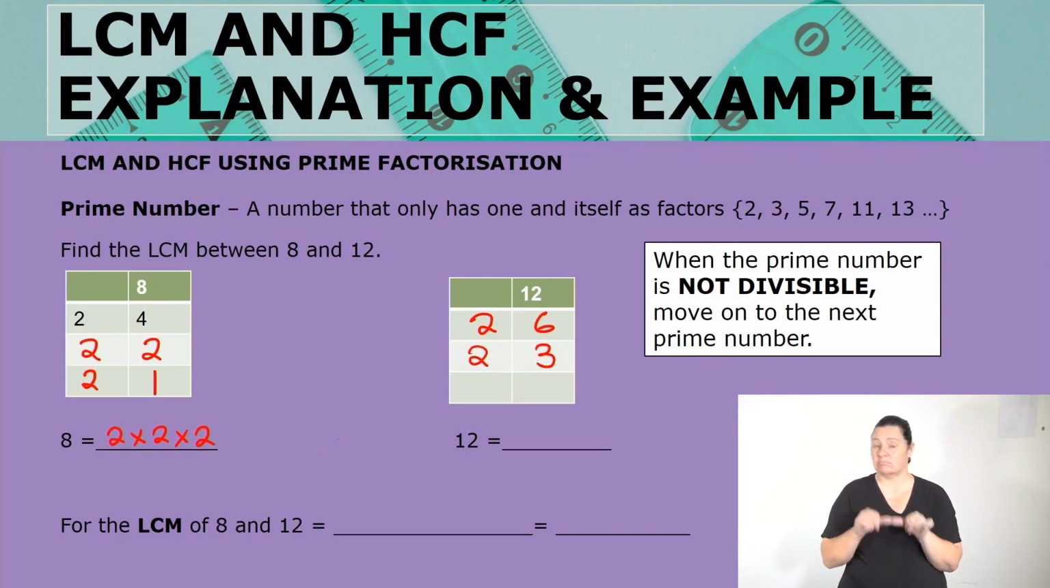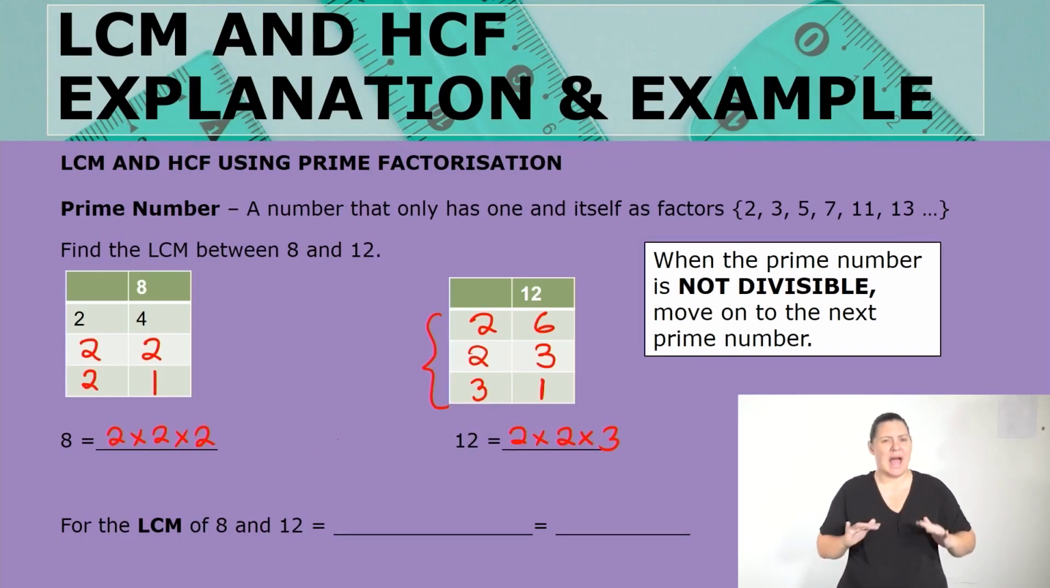Now, I would continue with dividing by 2, but 3 is not divisible by 2. So I'm going to move on to the next prime number, and that is going to be our 3. So when I say 3 divided by 3, that is going to give me a 1 as an answer. It means that 12 is equal to 2 multiplied by 2 multiplied by 3. As you can see, I am taking those prime numbers that I was dividing by.